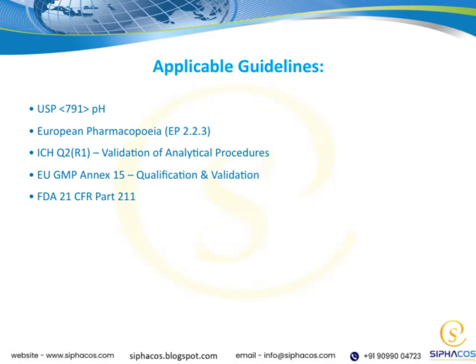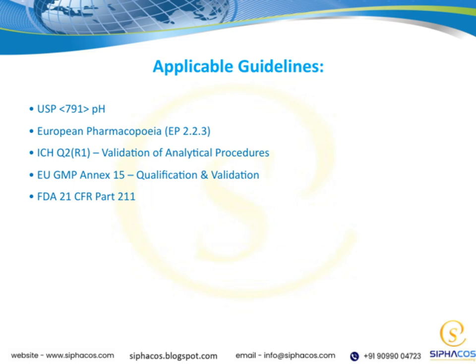Let's take a look at some of the key applicable guidelines that govern our work. First, there's USP 791, which focuses on pH measurement. This is crucial because pH affects the stability and efficacy of our products. Then we have the European Pharmacopoeia, specifically EP 2.2.3, which provides standards for pH determination across European markets.